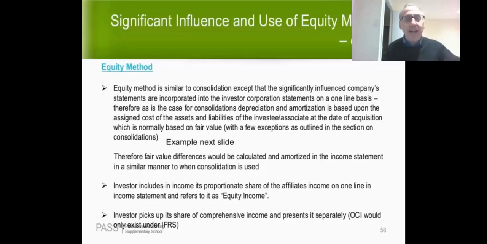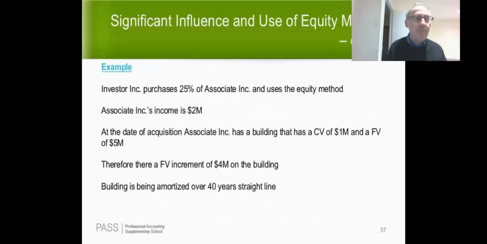At the end of the day, we still also have intercompany transactions and unrealized profits that have to be eliminated. So it's very similar to consolidation, but it's all done on one line. On the income statement, instead of adding the investee's revenues to those of the investor and the investee's expenses to the investor's expenses, on one line, we pick up equity income. Let me give you an example.